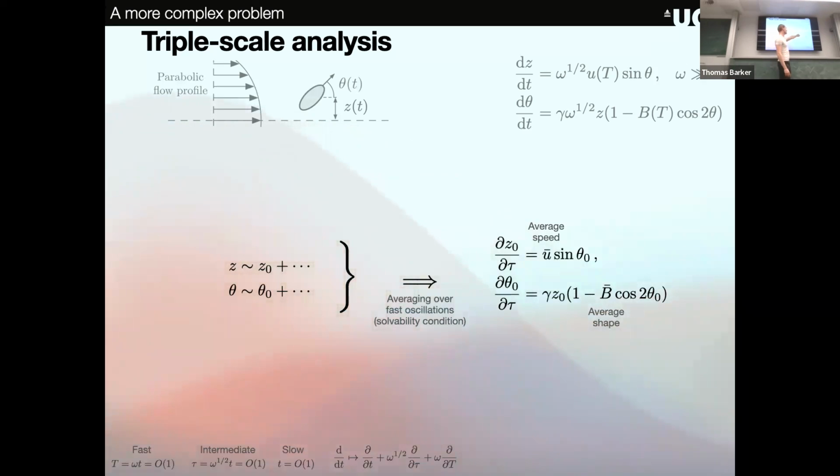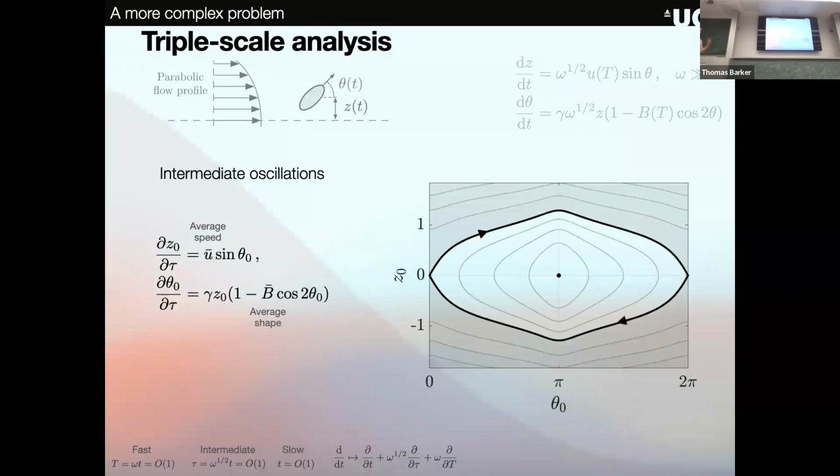And these averages are just the average speed and the average shape. There's nothing nonlinear going on in terms of these parameters. We've just been able to average them easily. Okay, that's nice. This actually looks a bit like an ODE system. If you treat tau as your time parameter, this just looks like an ODE system. It's quite a nice dynamical system, actually. These things correspond to closed orbits in this phase space.